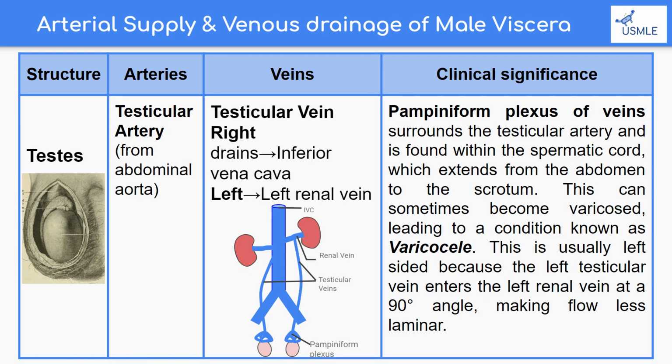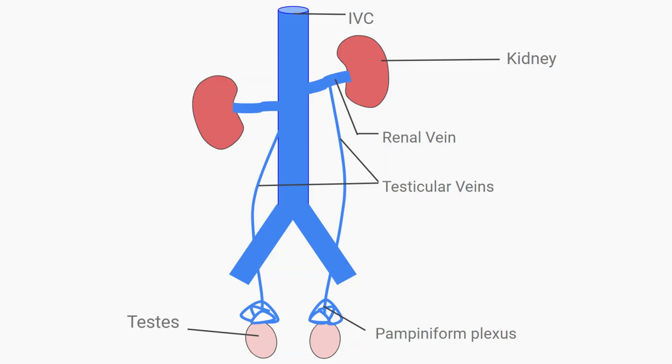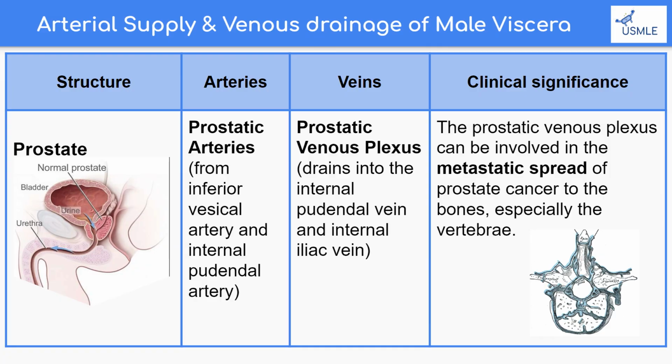Pampiniform plexus of veins surrounds the testicular artery and is found within the spermatic cord, which extends from the abdomen to the scrotum. This can sometimes be varicosed, leading to a condition known as varicocele. This is usually left-sided because the left testicular vein enters the left renal vein at a 90-degree angle, making flow less laminar. Next, we have the prostate.